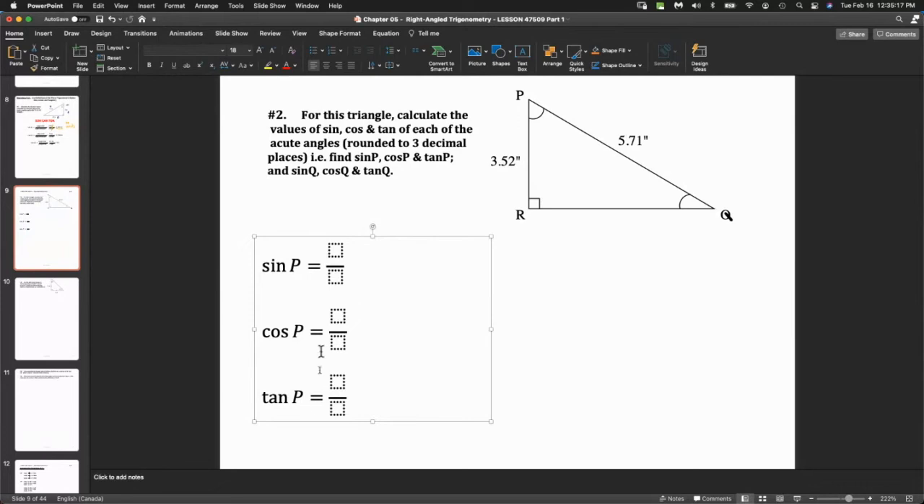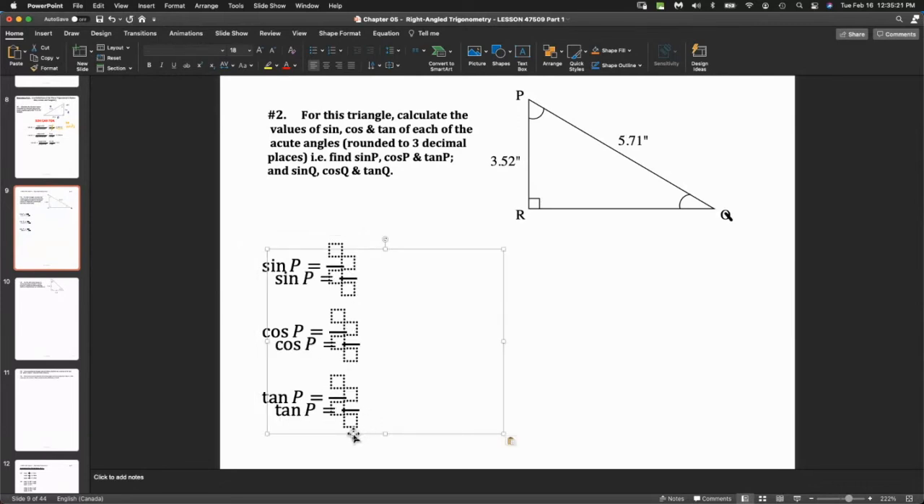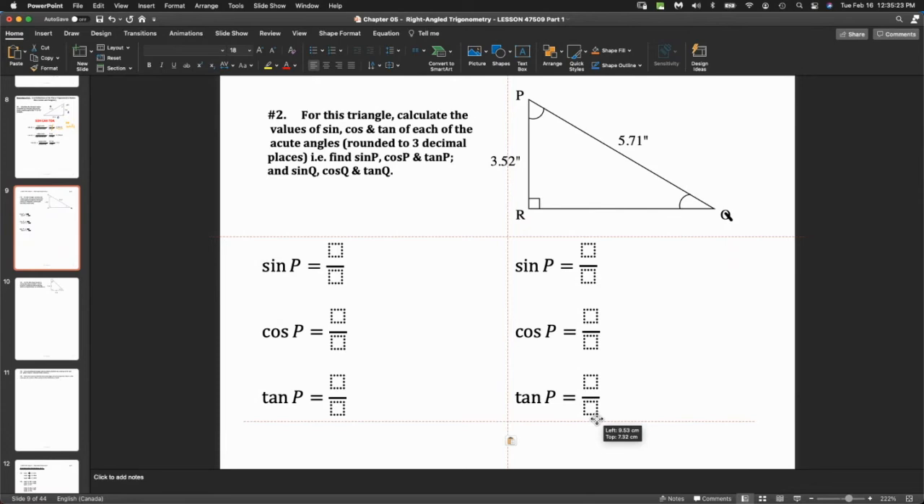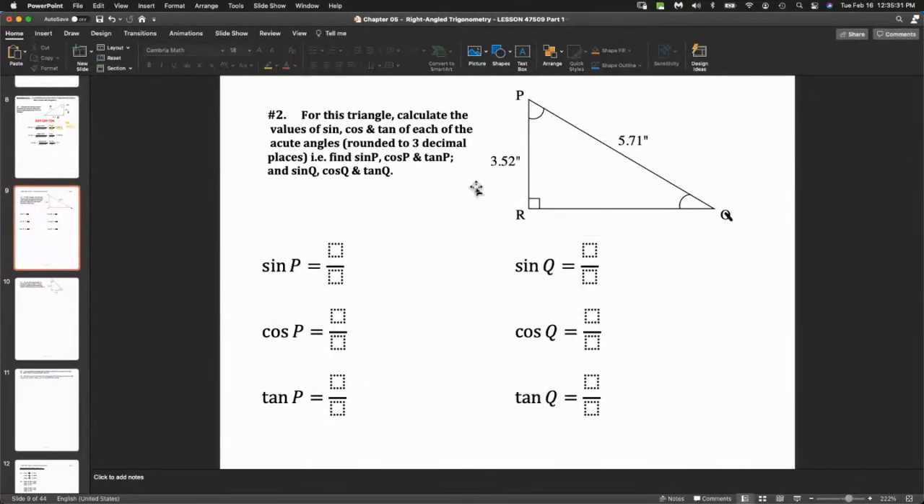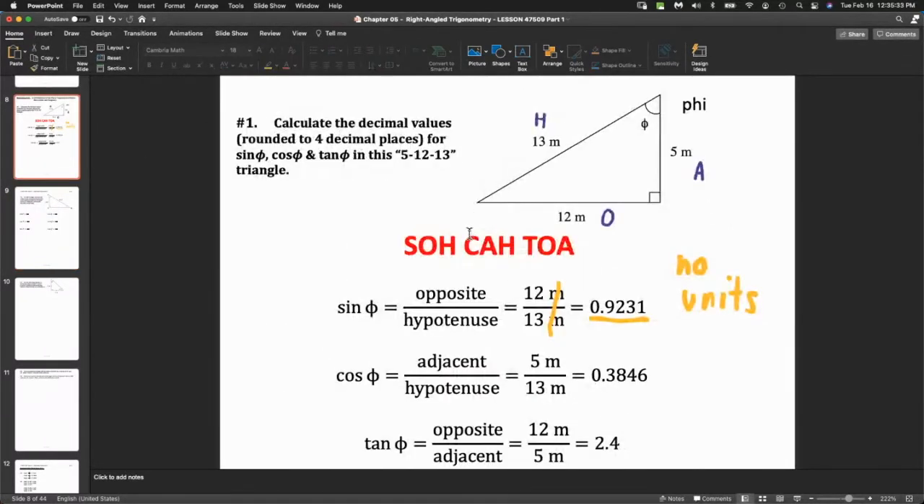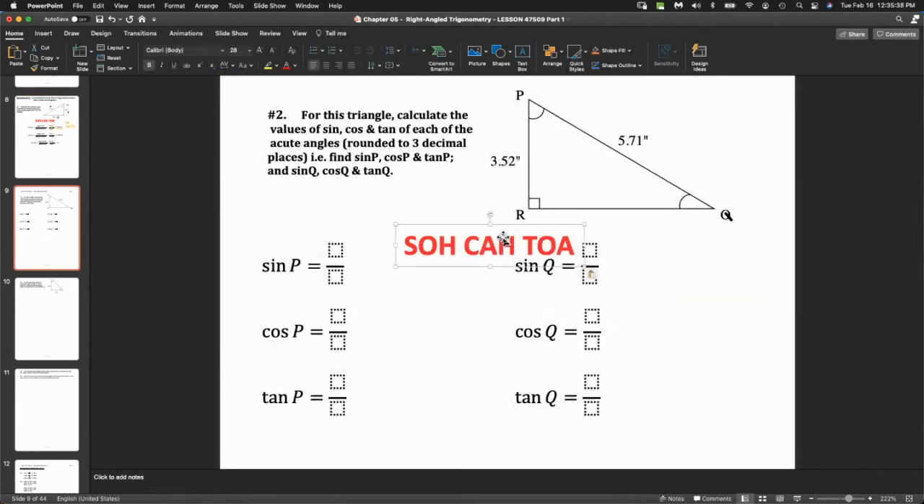So there's sine, cos, and tan of P. And then we have to do the same thing over here with Q. It's actually more efficient than doing this on the board. It's kind of funny that way. And don't forget, we have our good old friend here, SOHCAHTOA. So I'm going to bring that into the mix.